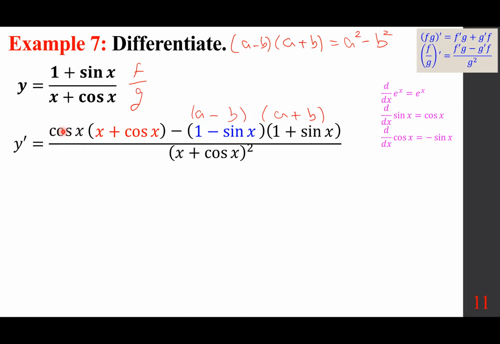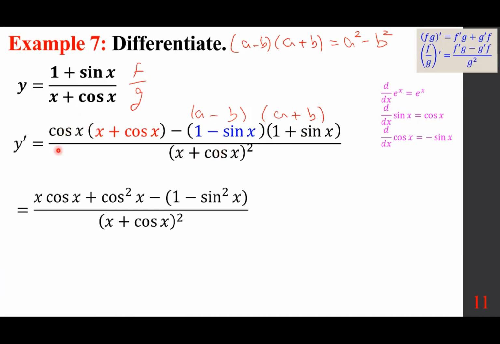We put the x in front. Cosine x times cosine x is cosine squared, and we don't touch the bottom. So this is x cosine x, this is cosine squared, and this one inside the parentheses. The reason we keep it inside the parentheses is because of the negative sign. Otherwise, if it was a plus, we wouldn't have to. 1 minus sine squared.